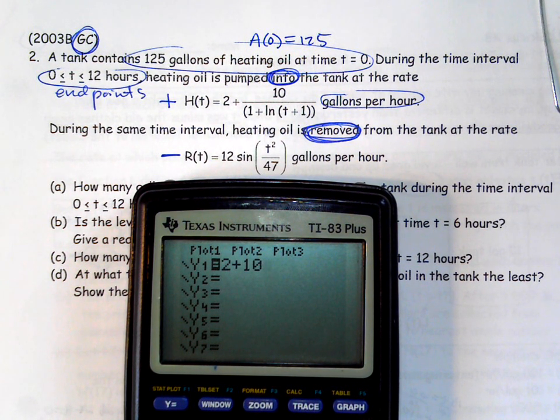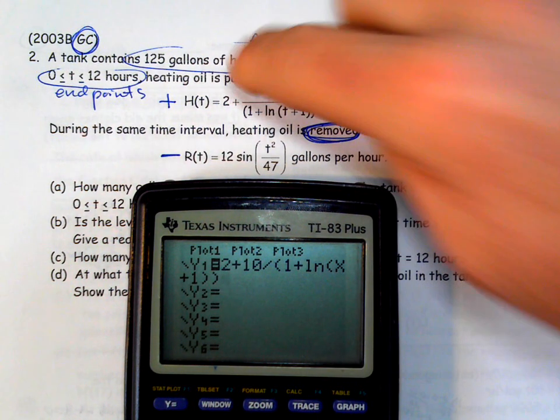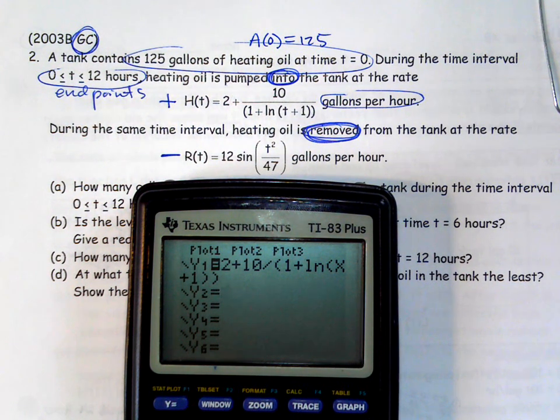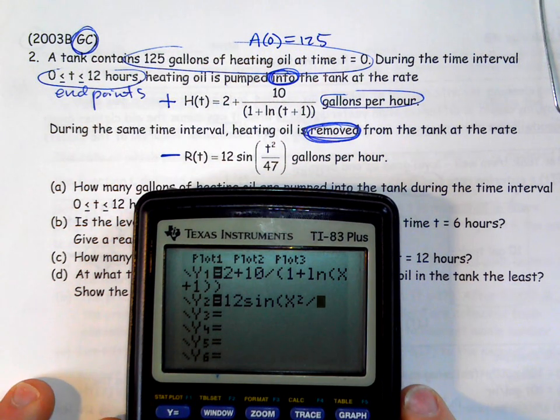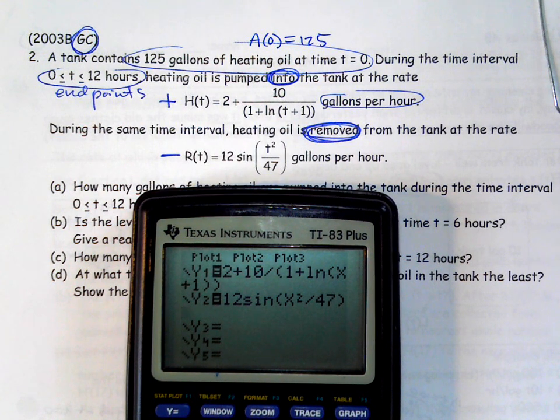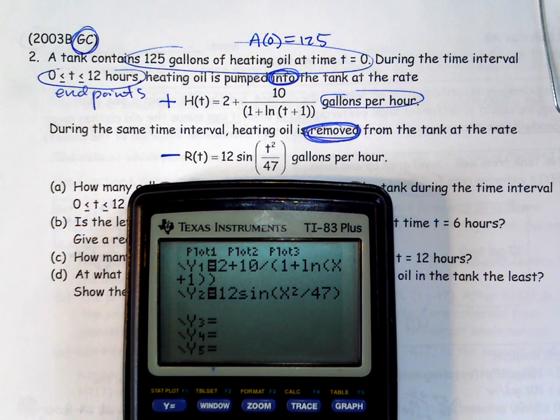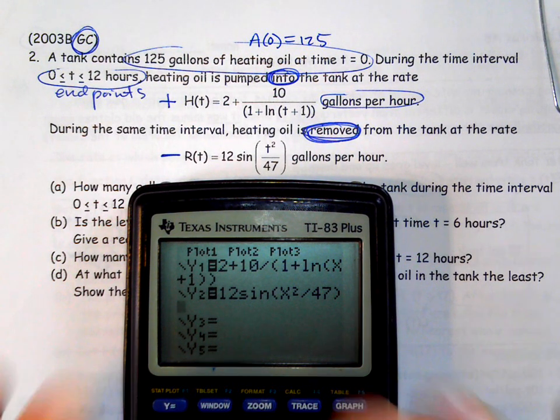Now be careful when you enter this in. You definitely need some parentheses to ensure order of operations. You need parentheses around the whole denominator. And then there's parentheses. We're putting X's for the T's. And there's parentheses built into the natural log. Close parentheses on the bottom. Don't forget the 2 plus at the front. Okay, the next equation is going to be 12 sine, parentheses, x squared divided by 47. Make sure you're in radian mode because we got trig here. You get the wrong answers if you're in degree mode on the AP test. So I put those in.